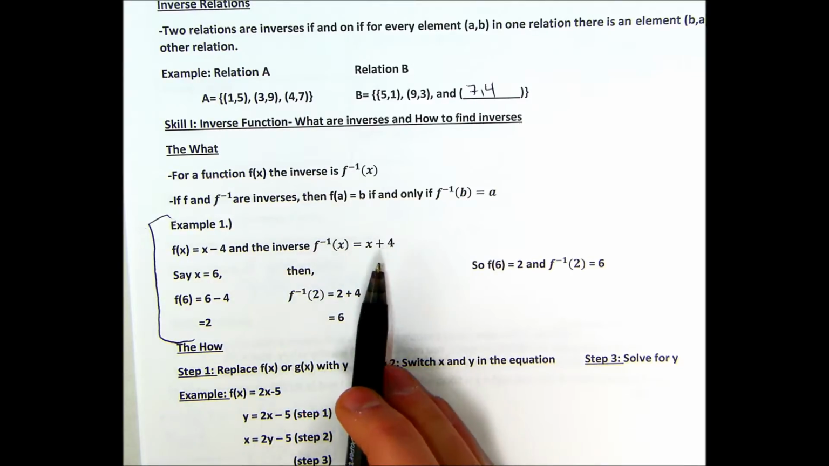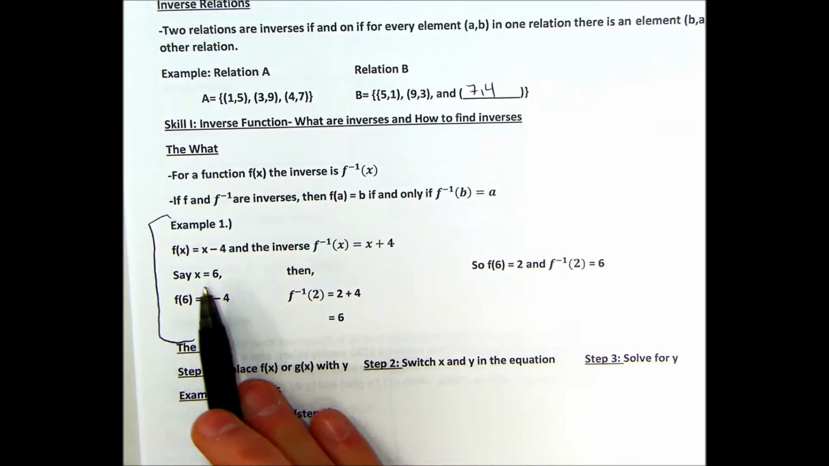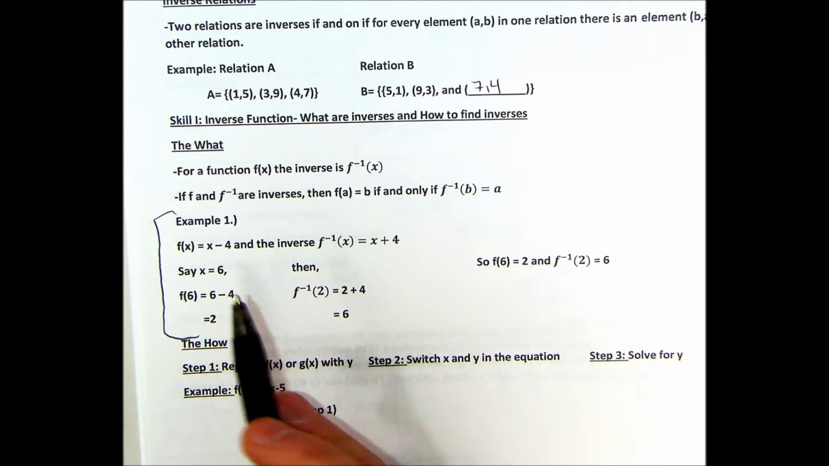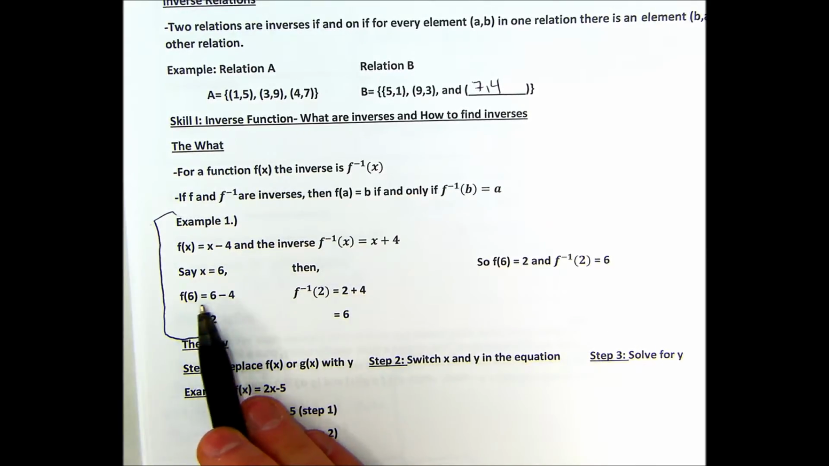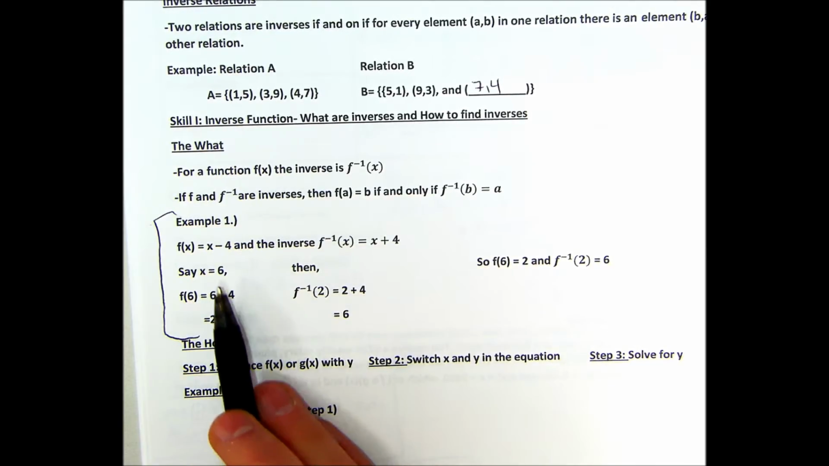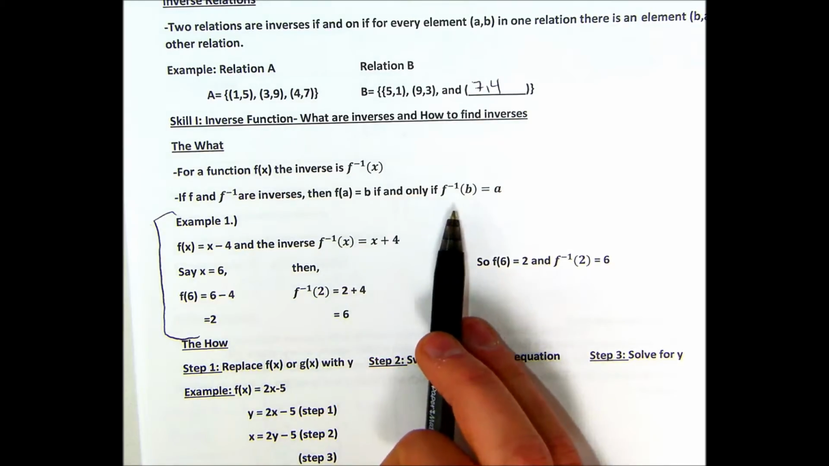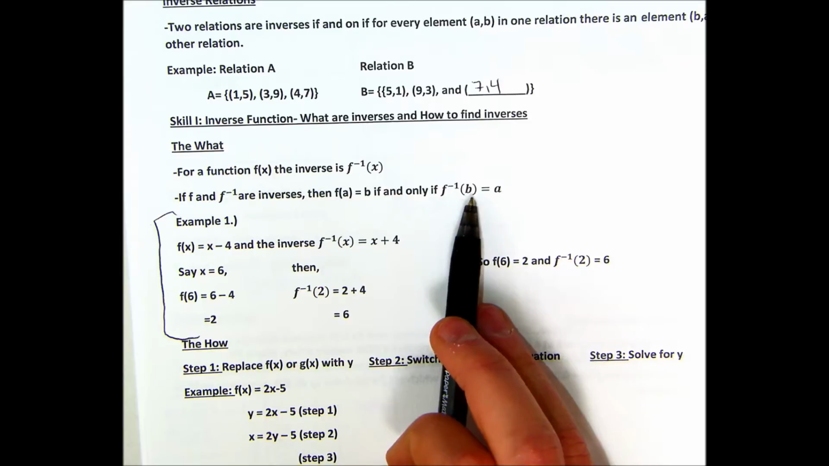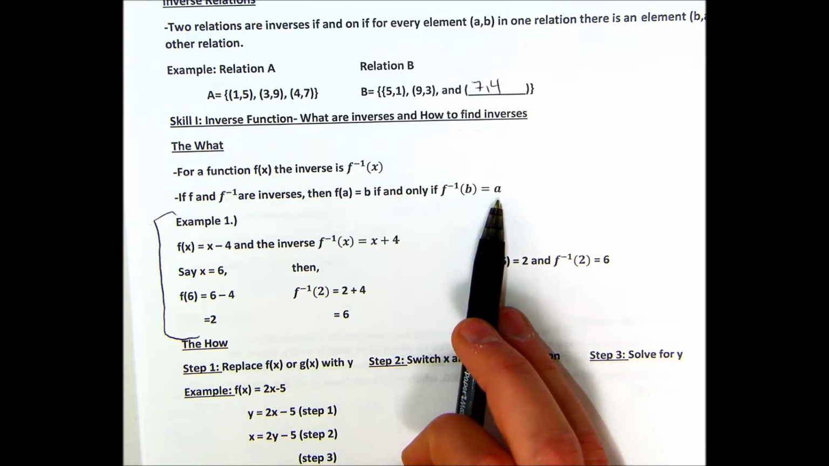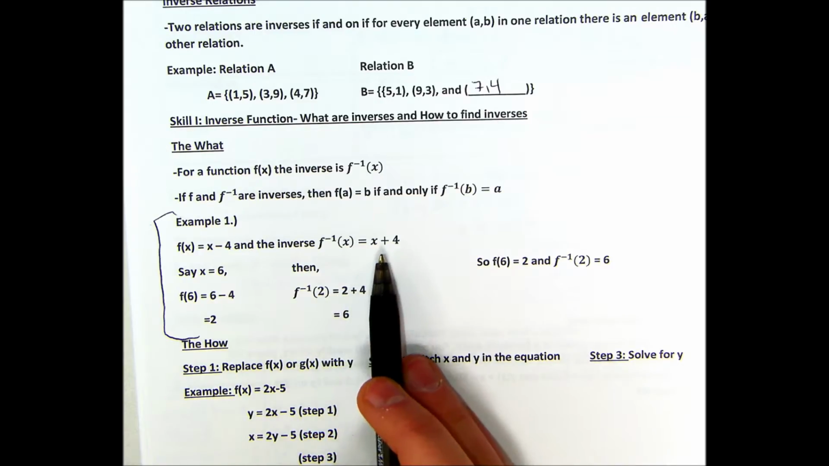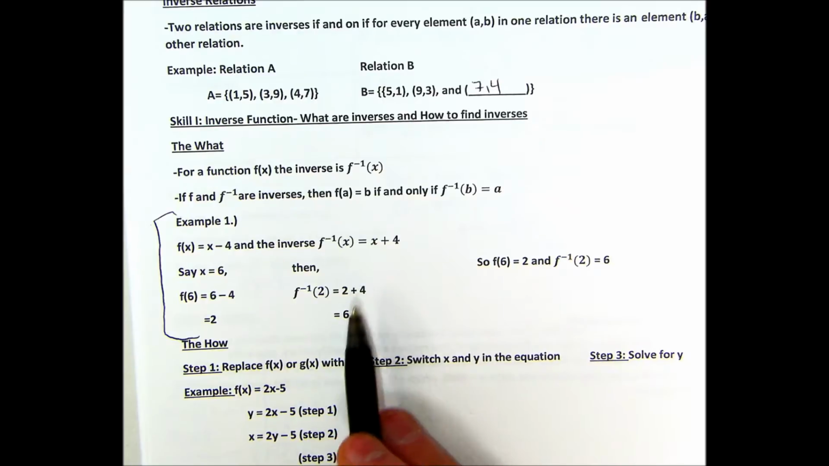So we're saying, hey, let's see if it works. I plug in 6 for x, so I have 6 minus 4, which is 2. What the inverse is saying is, if this is truly an inverse, when I plug in 2, I should get back my 6. So the inverse, which we said was x plus 4, gives 2 plus 4, which is 6. That's what we started out as. So I know these two are inverses, and we checked it out.